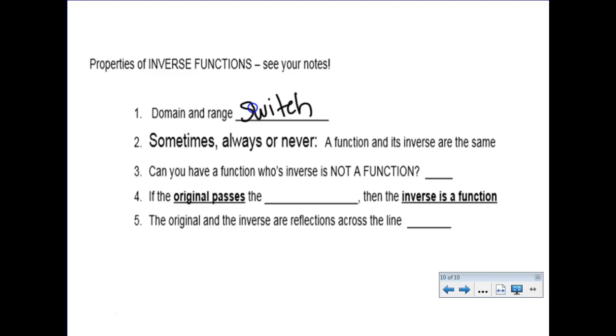Oh, the dreaded sometimes, always, or never question. I hate these. A function and its inverse are the same. Sometimes is the right answer. We did a nice example. There's 3 different original functions graphed in our notes. I think the first one was not a function, but the inverse was a function. The second one was the reverse, where the original was a function, but the inverse is not. And then the third one we did was they were both functions. So that's a sometimes.